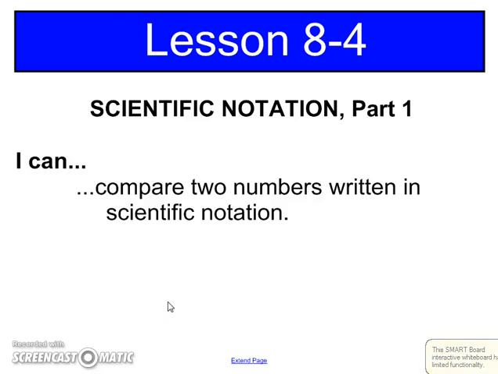All right, ladies and gentlemen, we're going to go on Lesson 8.4, Scientific Notation. Okay, we're going to compare numbers written in scientific notation. So we need to begin with talking about what scientific notation is. This, you'll notice, is going to be done in a couple parts, so be prepared for that.